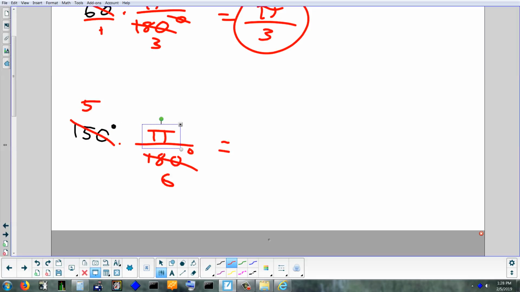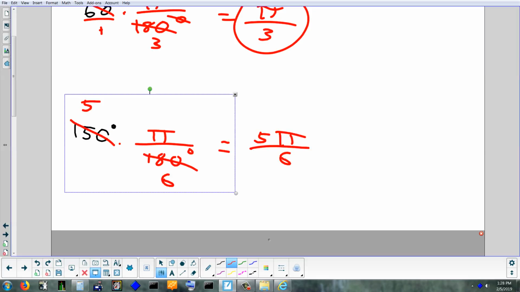5 times pi with a 6 in the bottom. And that's 5 pi over 6 radians. How do I know it's not degrees? There's no little circle. So it has to be radians.